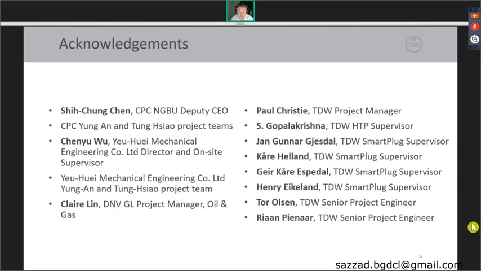I also just want to mention that during the execution of the project, I had the opportunity to go and visit both sites, and it was very exciting to see this happening. It drew a lot of attention from many people in Taiwan, as this is the first time they've done smart plug isolation there, and everybody was very happy when we executed this successfully.